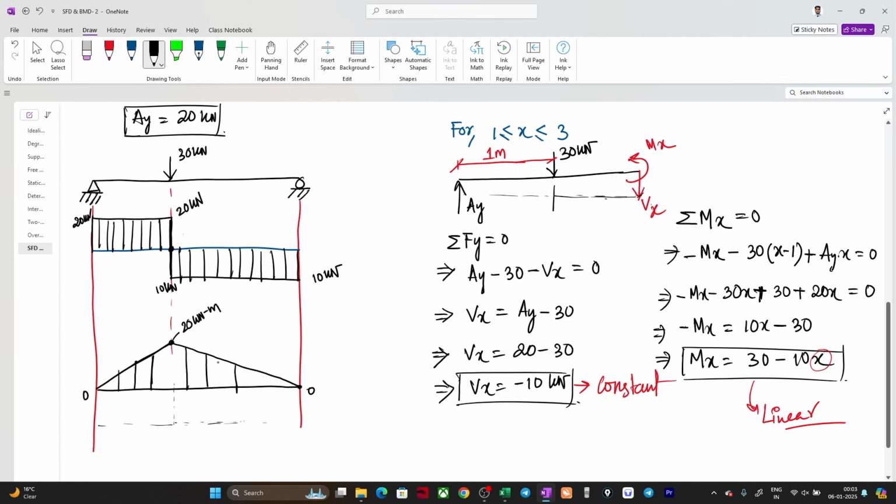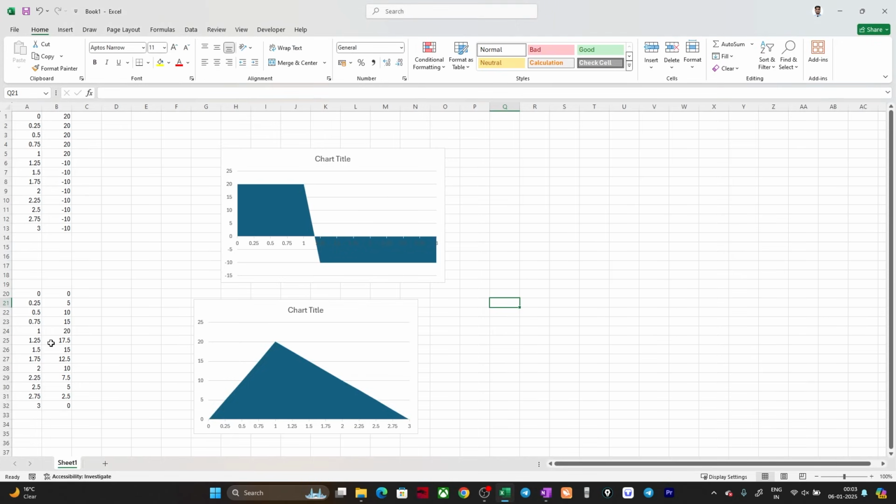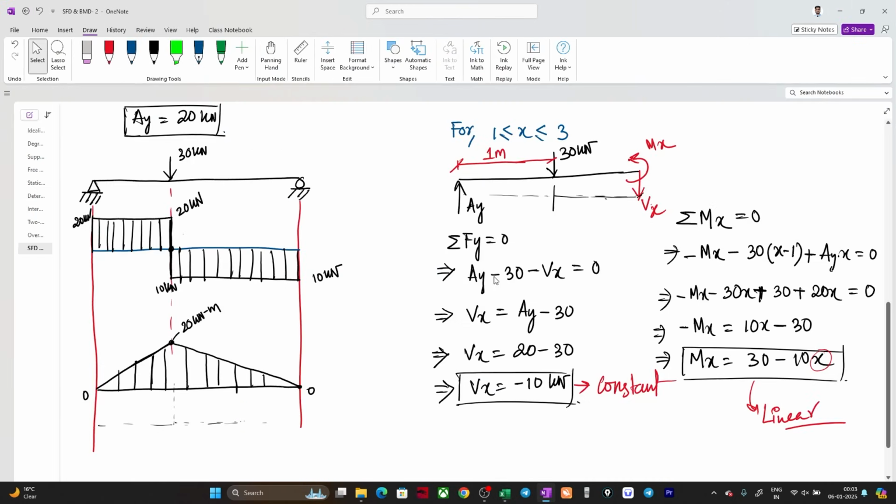So now at any point you can find out and you can draw this diagram. That's what we have done in the Excel, because it is easy. So if I see x equal to 2, here you can get a bending moment of 10 kilonewton meter, even from our manual calculation also we are getting this. Correct?